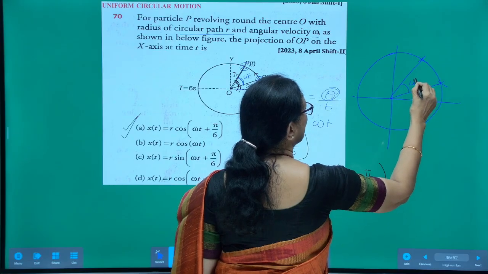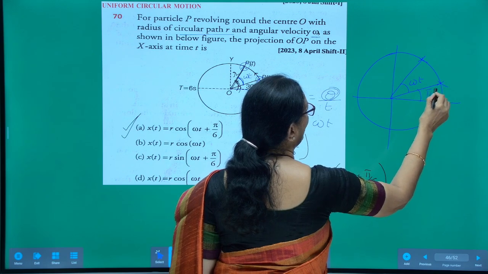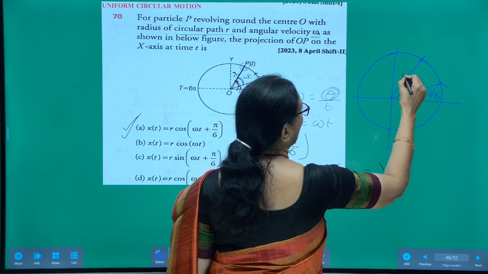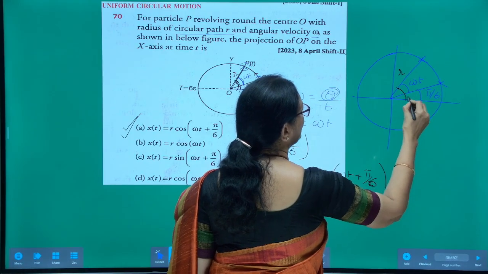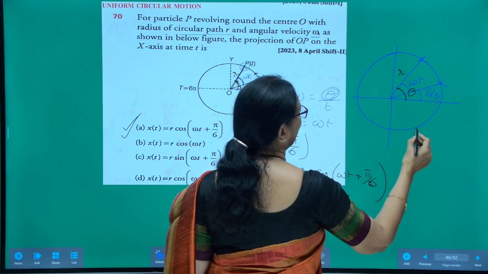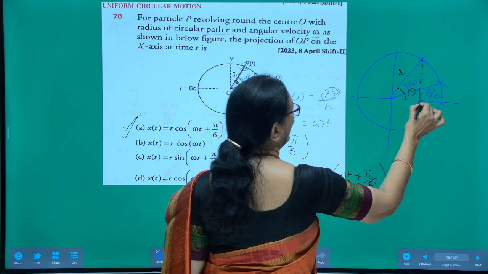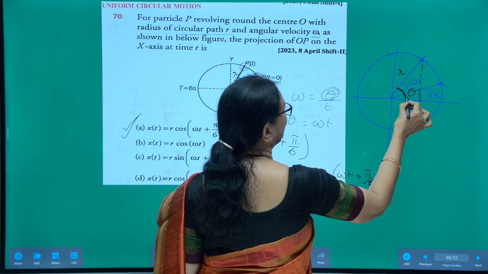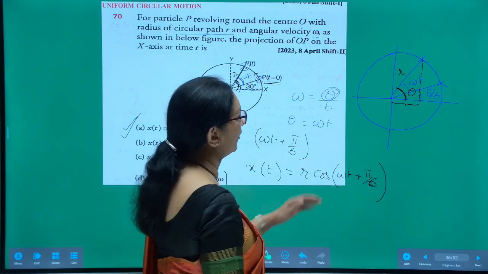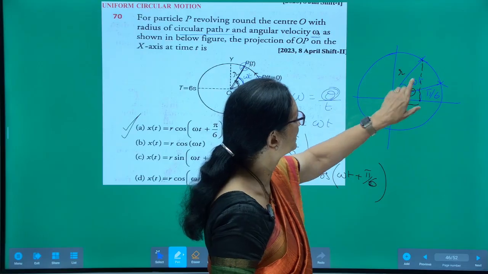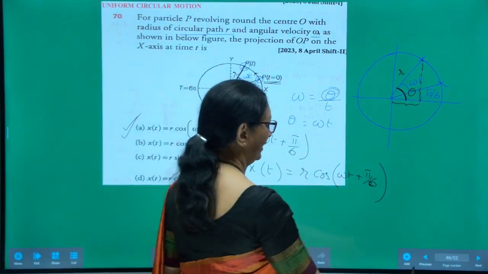This angle is omega t. This angle is given as 30 degrees or pi by 6 radians. This is r. So the total angle becomes, suppose you write it as theta, omega t plus pi by 6. So r is making an angle theta with the x-axis. Its projection is nothing but the x component, r cos(omega t plus pi by 6). That is the answer. Okay.